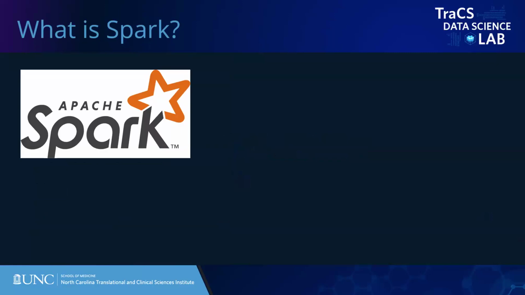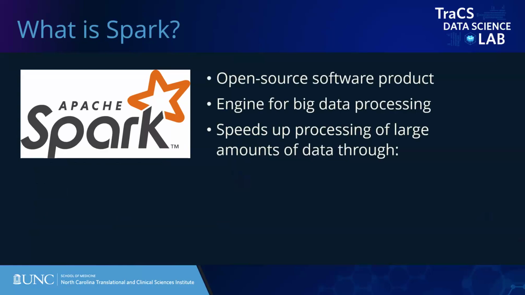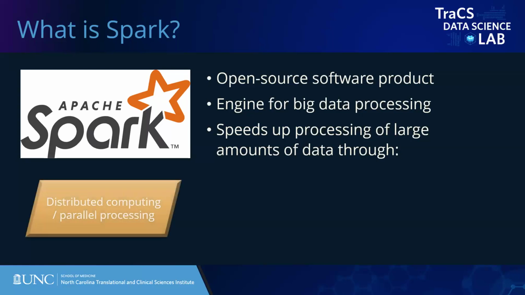So starting with what is Spark? At this point, we'll just do a quick overview, and then we'll get into more of the details when we talk about the how does Spark work section. But simply, Spark is an open source software product, and it's often referred to as an engine for big data processing. And what it does is really speed up the processing of large amounts of data beyond what was possible before it came around. And it enables this in a few different ways.